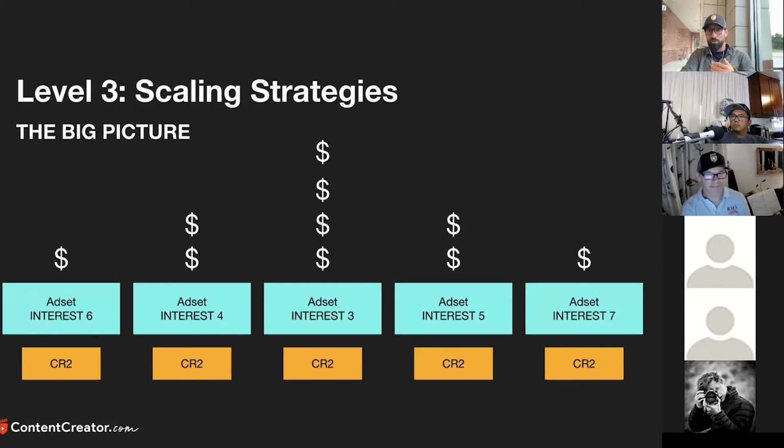So now here's a further example. Hey, interest 4 started working. Interest 5 started working. Let's double these budgets. Now we got 3 that are starting to perform better. Let's test out 2 new ones. Let's do interest 7 and interest 6. Once again, we're using less budget on those to get those dialed in and tested.